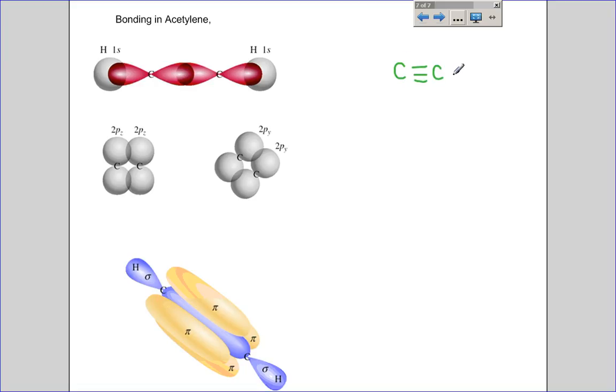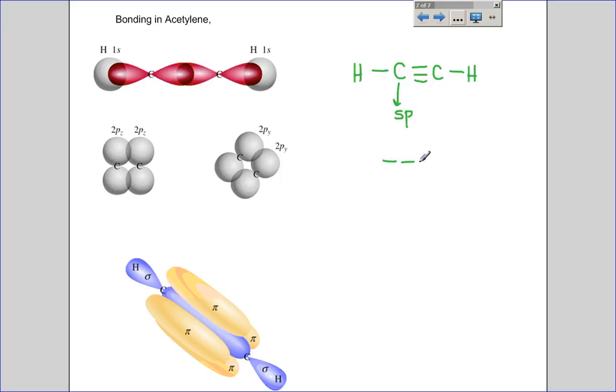Let's look at acetylene, otherwise known as ethyne. Ethyne has carbon with a triple bond to another carbon. And this molecule is linear, because there are 2 electron pair domains. You can see that the hybridization in the carbon this time is going to be sp, because there are 2 electron pair domains.